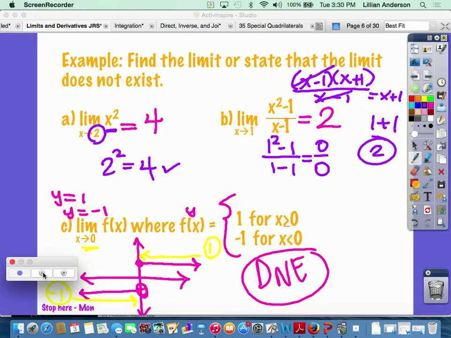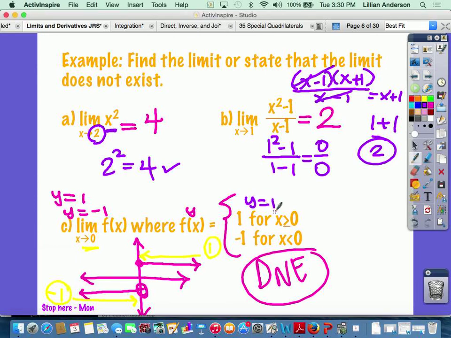For your piecewise functions, you would technically do a similar thing, but you would plug into both pieces of your function, okay? And then if they equal each other, then you'll know what the limit is. But look here, I have y equals 1 and y equals negative 1. There's no place for me to plug in any x value because there is no x. So even right here, that should let you know that the limit does not exist.